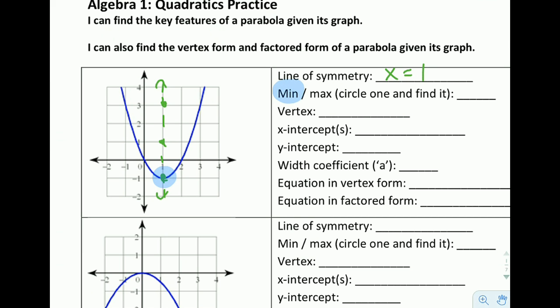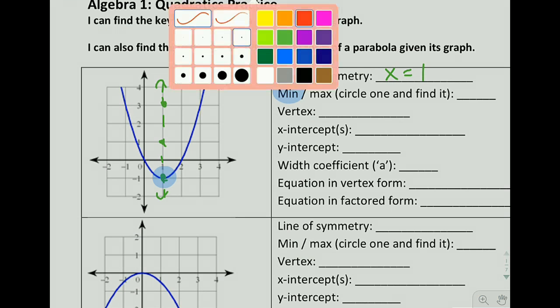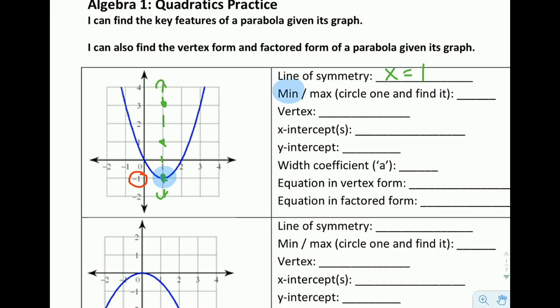And so we're going to talk about the y value when we're talking about the min. How low does the y value go? In this case, it goes as low as negative 1. So we'll just write negative 1 as our minimum.